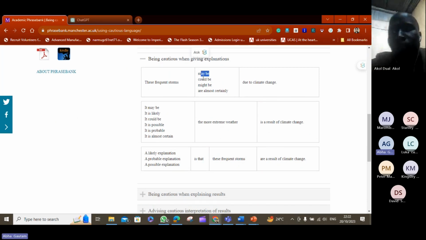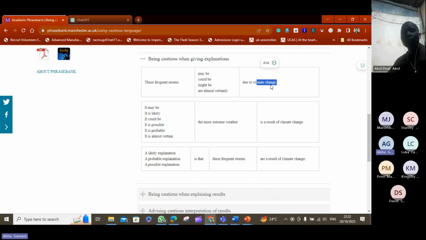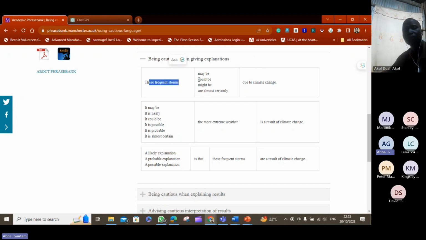You can use these modals. So if you want to say that storms are due to climate change, but this is not necessarily true. They may be because of harmful human activities, because we are not following sustainable practices. Obviously, there is climate change, but the reason you don't want to state it, because of the goodwill of a country or some reason. So what you can say? These frequent storms could be, might be, are almost certainly, or it is likely.